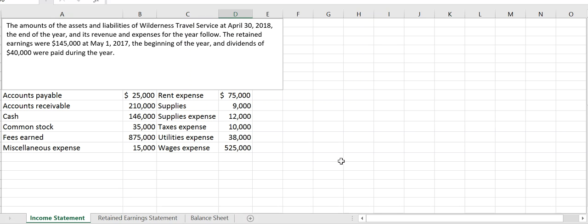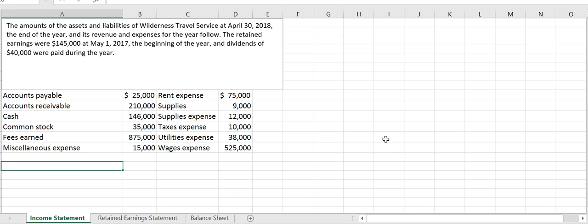So in this example, it says the amounts of the assets and liabilities of Wilderness Travel Service at April 30th, 2018, the end of their fiscal year, and its revenues and expenses for the year follow. The retained earnings were $145,000 at May 1st, 2017, which was the beginning of the company's fiscal year, and the dividends of $40,000 were paid during the year. Remember, a fiscal year is any 12 consecutive months that the company does their financial reporting, and it does not have to be a calendar year.